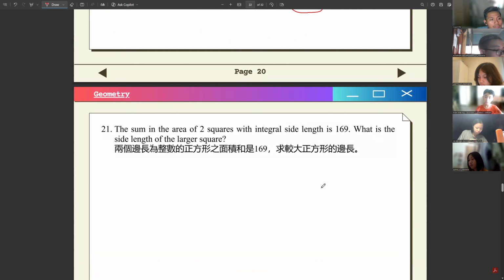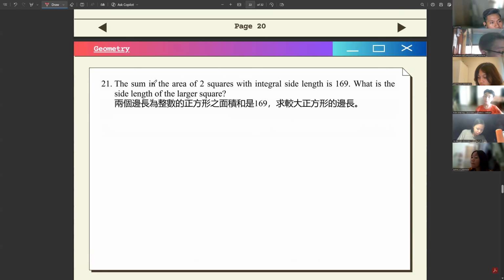The sum of the areas of two squares with integral, meaning integer, side lengths is 169. What is the side length of the larger square? You might expect in the actual competition, it's very common to have wrong grammar in the English translated problems. So just expect there's some wrong grammar there. We do our best to understand the problem. Okay?